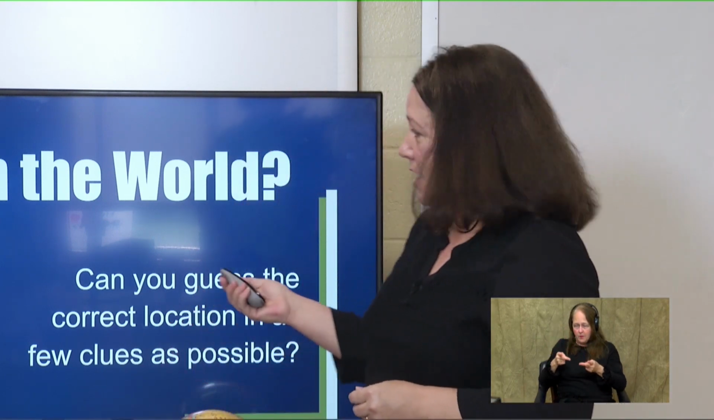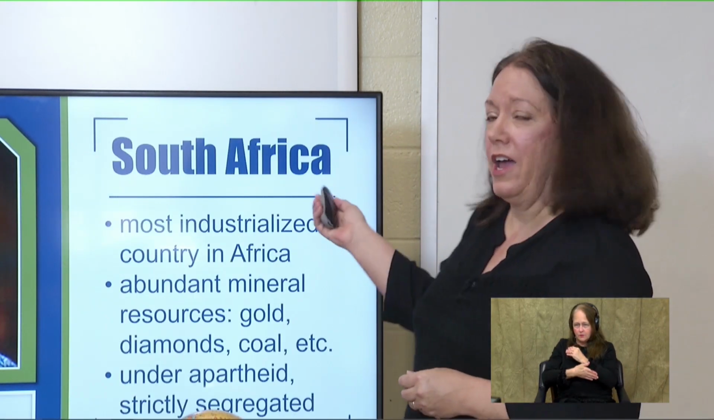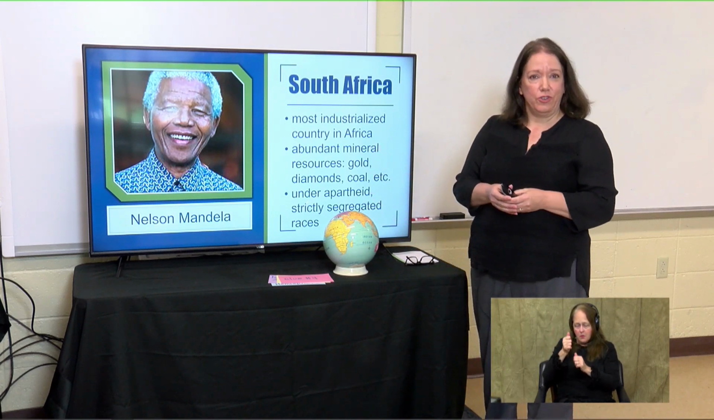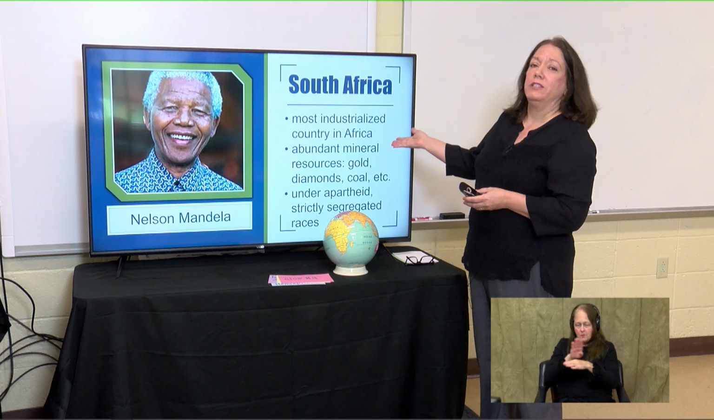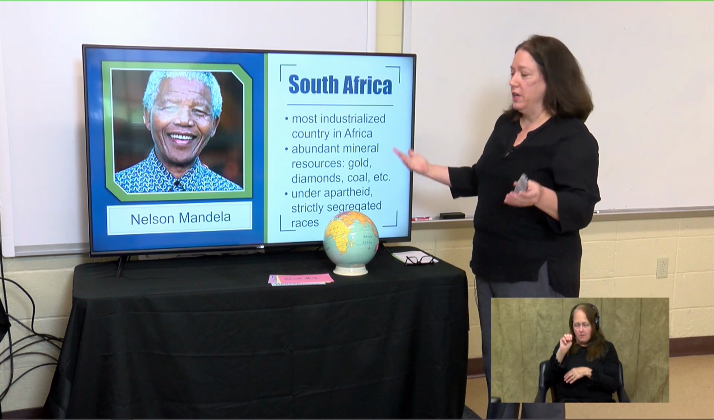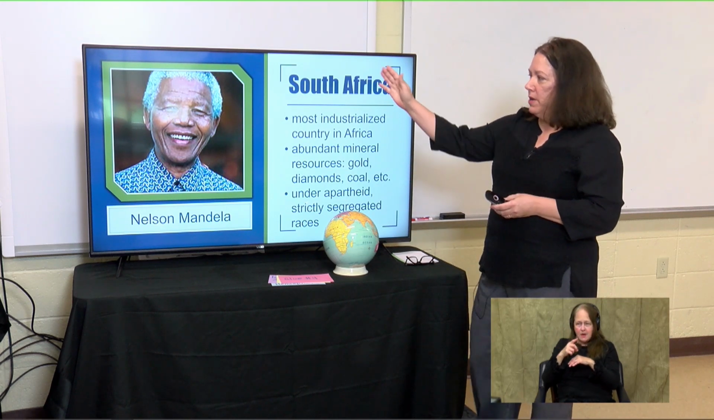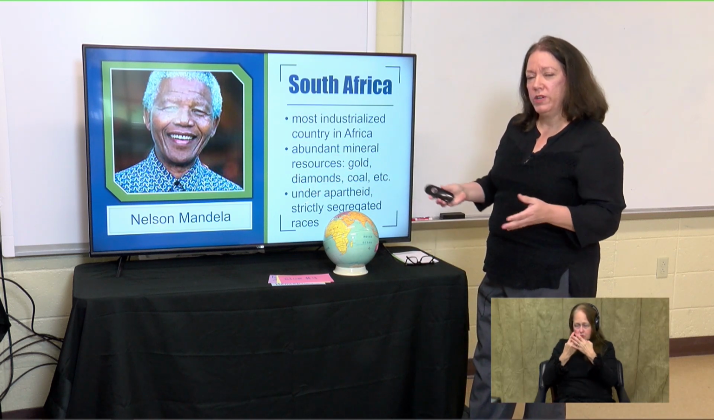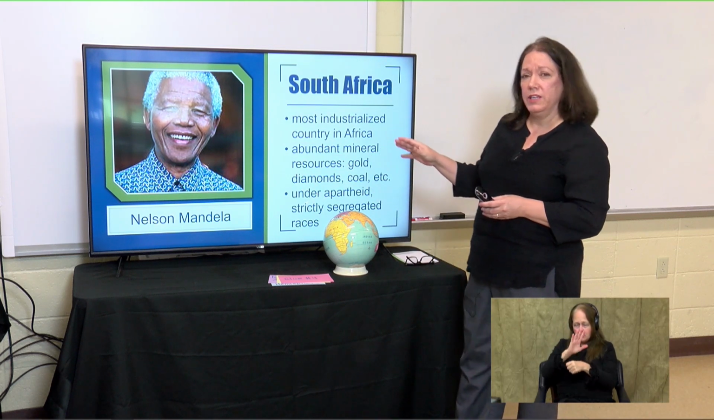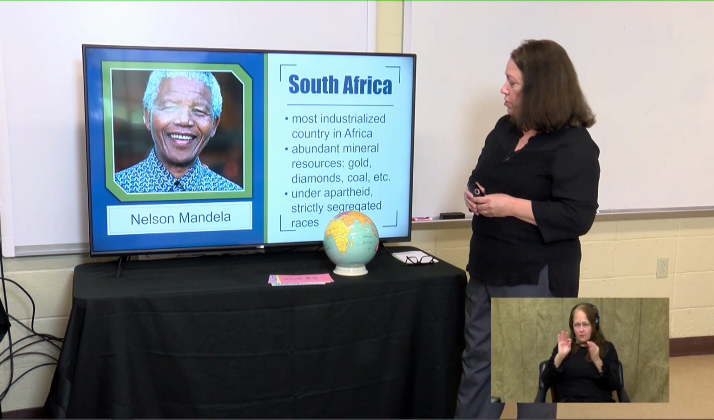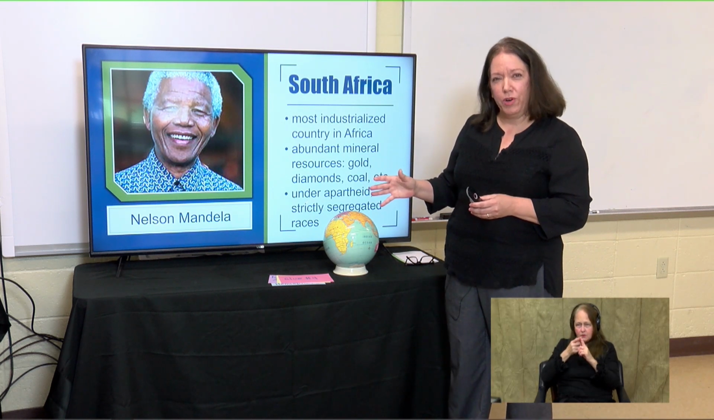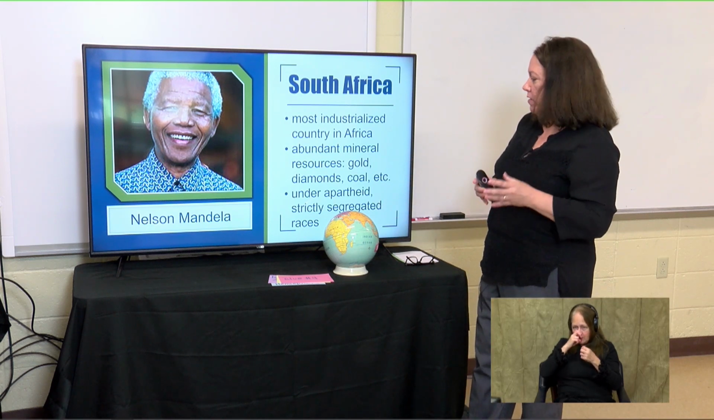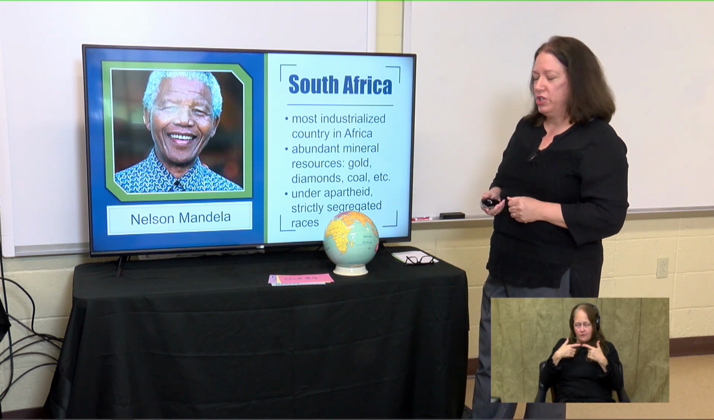This is a country, and the country is South Africa. South Africa is the most industrialized country in Africa. It is abundant in mineral wealth: gold, diamonds, coal. Nelson Mandela was imprisoned in South Africa for 27 years of his life, but was released and became its first democratically elected president, ending apartheid, which was a very strict way of life in South Africa of segregation of races.